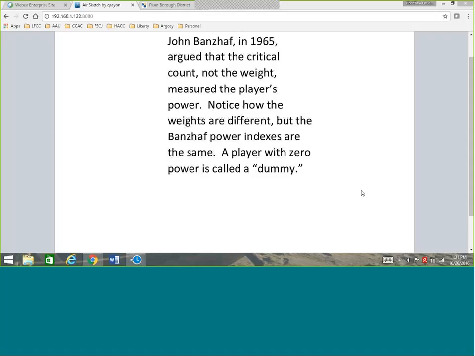And just to note, it is possible for a Banzhaf Power Index to be 0, and if that's the case, then that player is called a dummy player. That's a technical word. Sounds bad, but that's really what that player would be called if they have 0 power. They might not have 0 weight. They might have weight, but have 0 power when it comes to the Banzhaf power distribution.